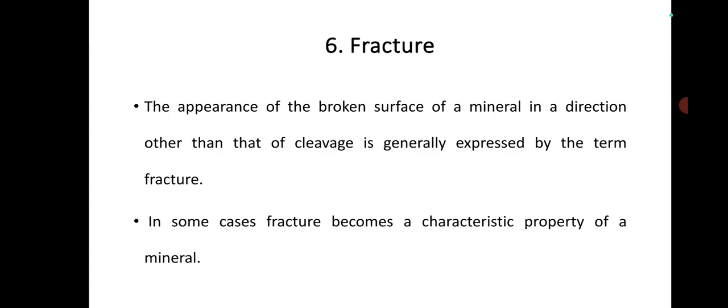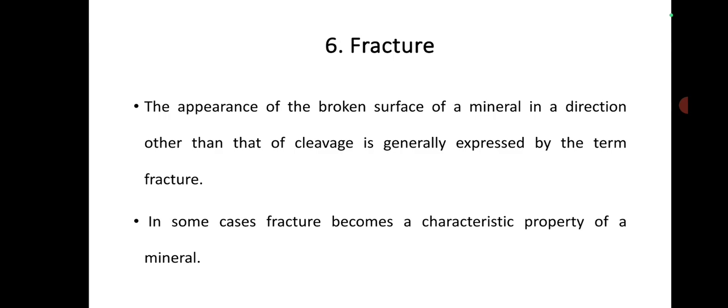Cohesion means the tendency of the atoms to be together or to be in close contact with each other. So that is absent in this direction. That is why it is easy to break along this direction. Whereas fracture means the appearance of broken surface in a direction other than the cleavage. That is called fracture.